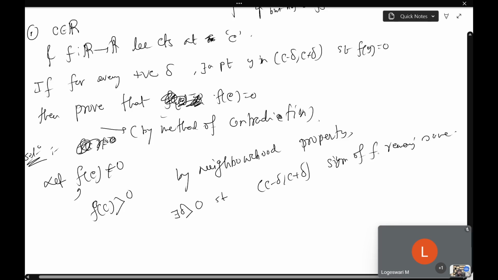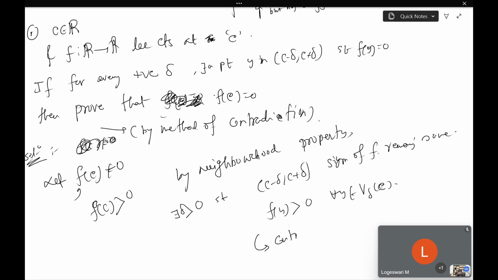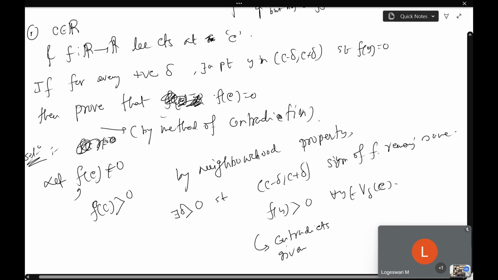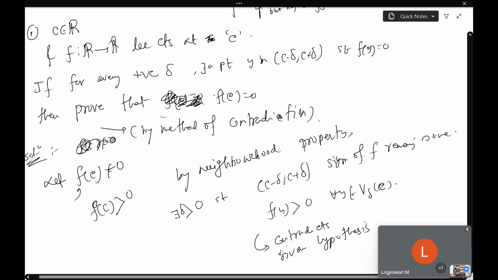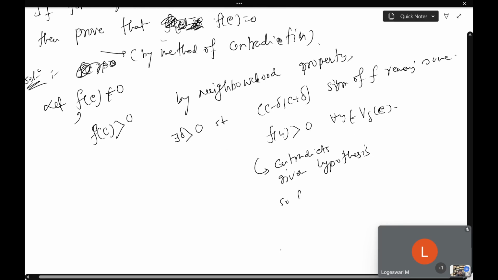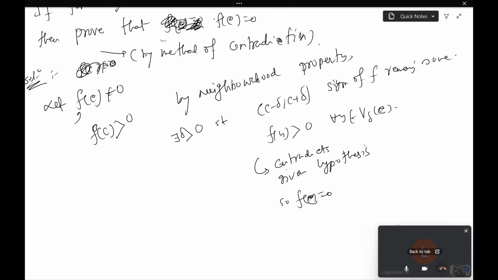But so this implies what? f(y) is greater than 0 for all y belonging to V delta of c. But this contradicts our hypothesis. So f(c) has to be equal to 0. So this is one application.